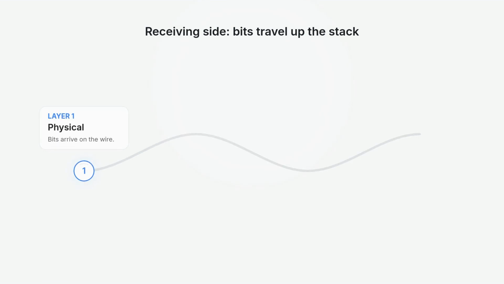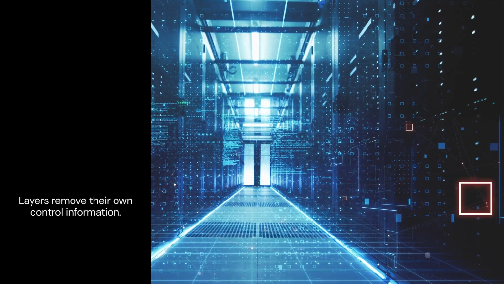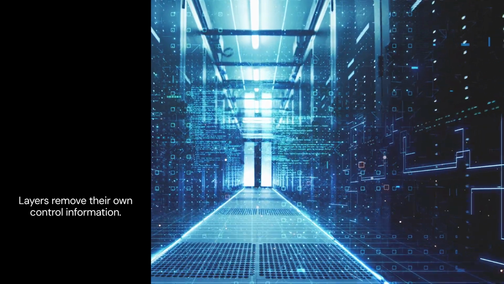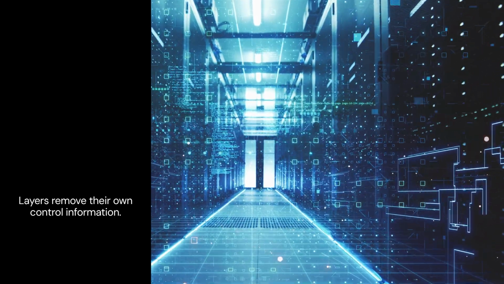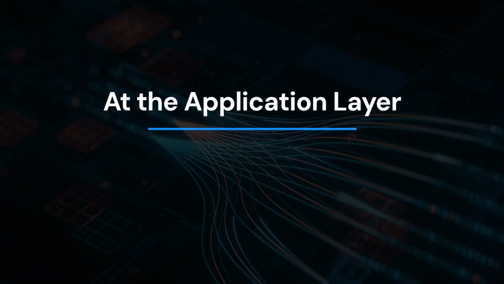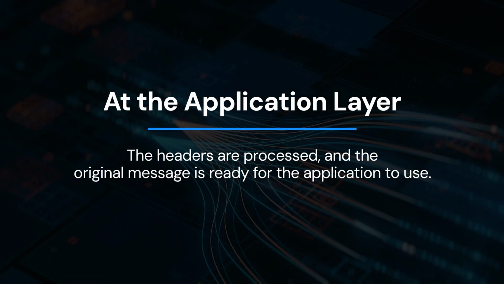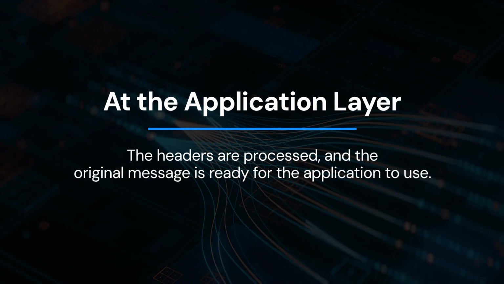On the receiving side, the process reverses. Bits arrive at the physical layer and move upward through the stack. Each layer reads the control information meant for it, removes what it added, and passes the remaining data higher. By the time the data reaches the application, the headers have been processed and the original message is ready for the software to use.